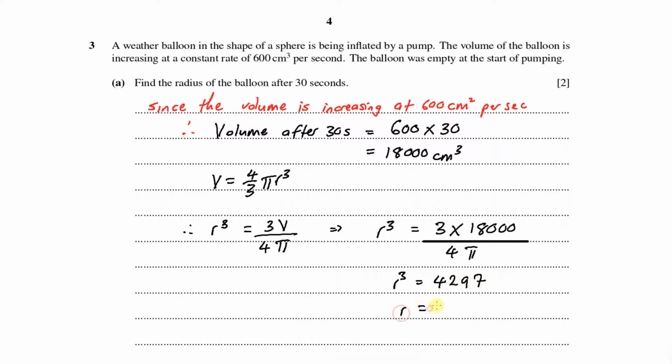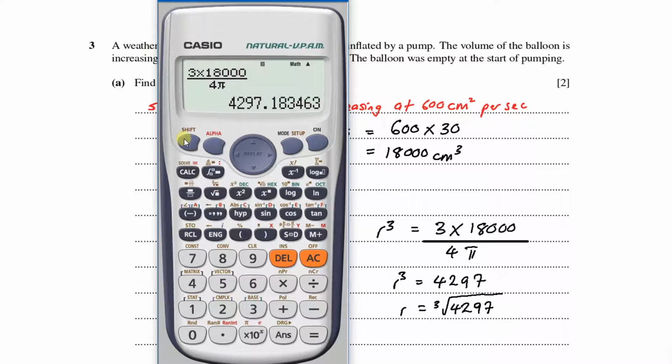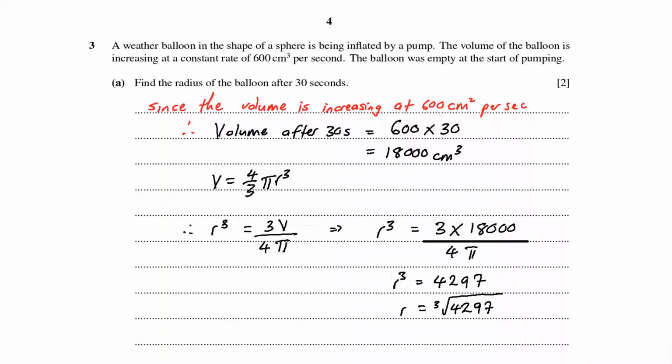So for r, we'll do the cube root of that. So that's the cube root of 4297. With my calculator, I'll just go shift, then cube root, then Ans, equals, so I get 16.3 to 3 SF. So r is equal to 16.3, and that's in centimeters, and that's the answer required by this question here.